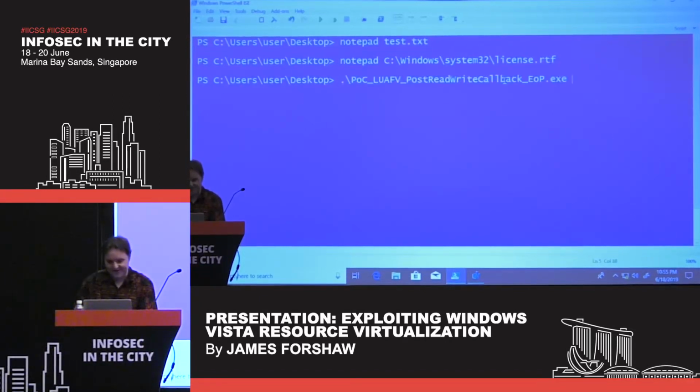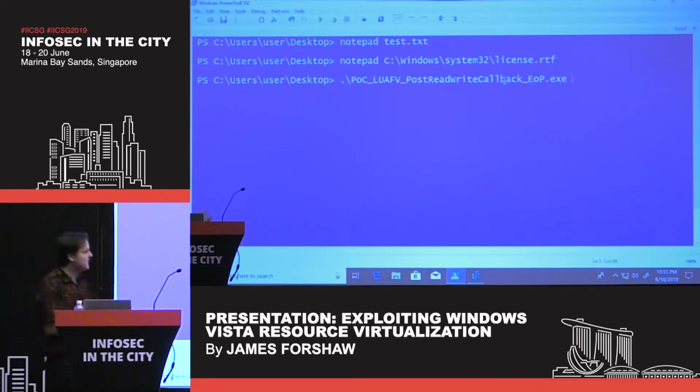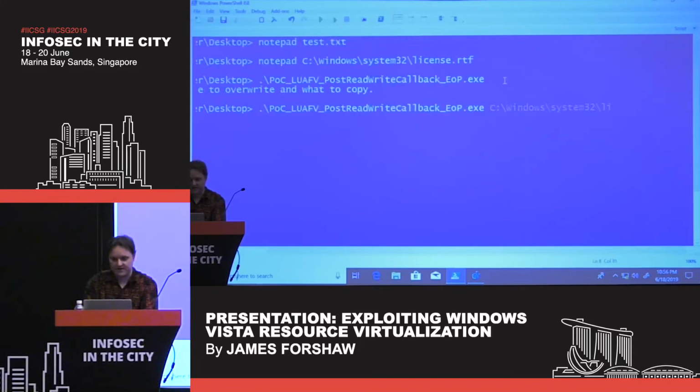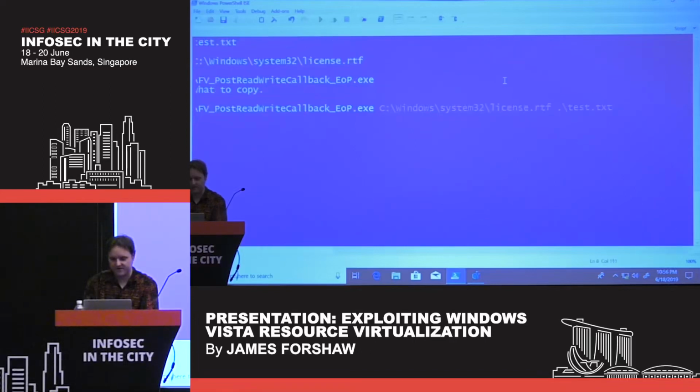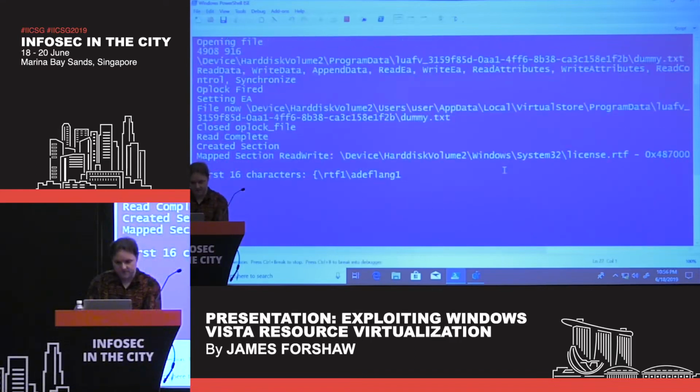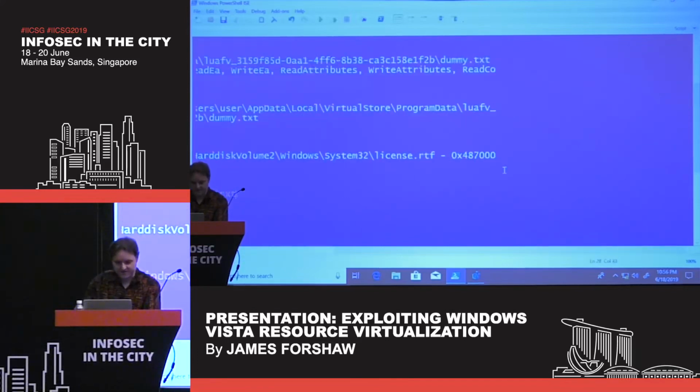Hopefully this works. So I've got a proof of concept, and you can just get the proof of concept from the issue tracker, and just compile it and run it on an old version of Windows, and it should all just work. So if we specify license.rtf, and we want to copy test.txt over the top of it, okay. And we apparently failed horribly, which is never a good sign.